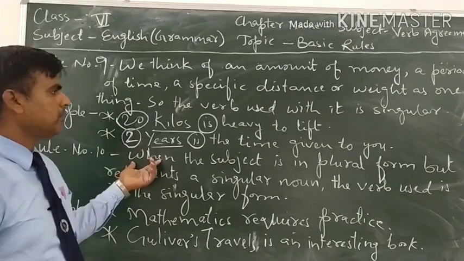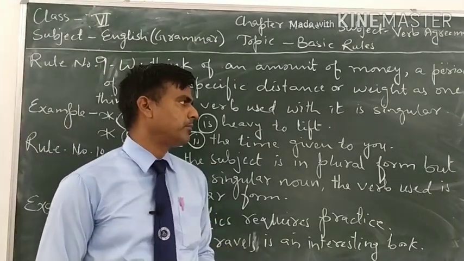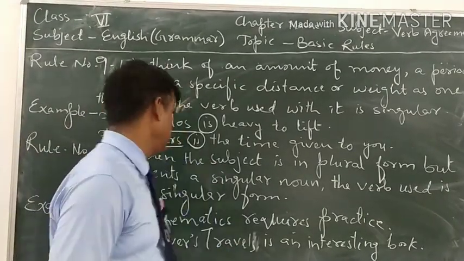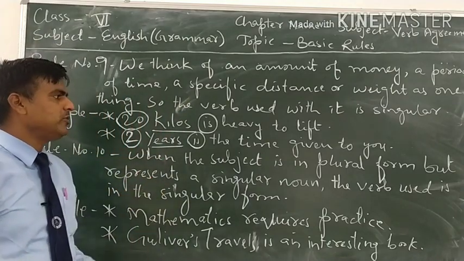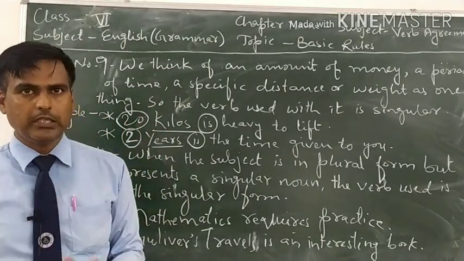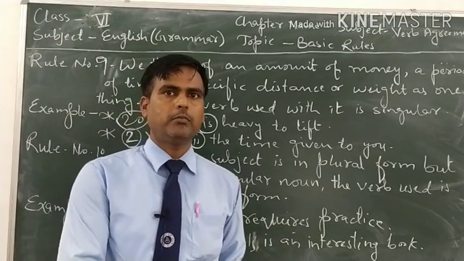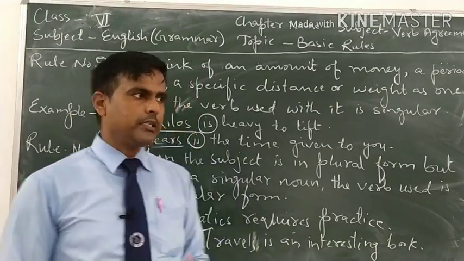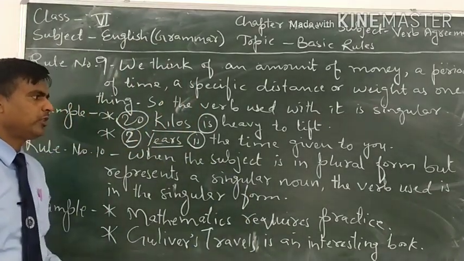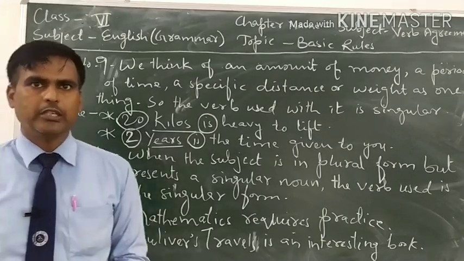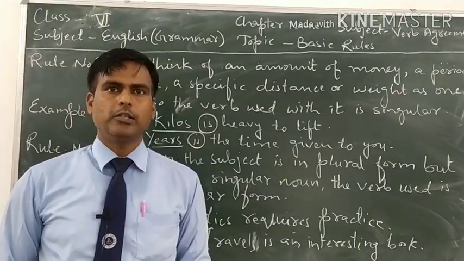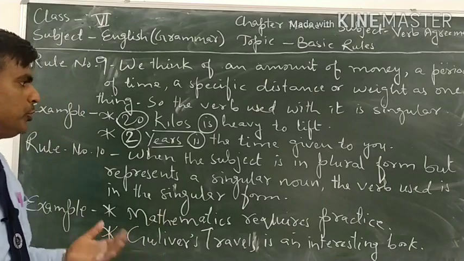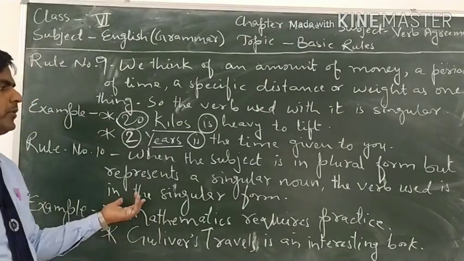Now come to the next rule, and this is the last rule in this topic. When the subject is in plural form but it represents a singular noun, the verb used is in the singular form.